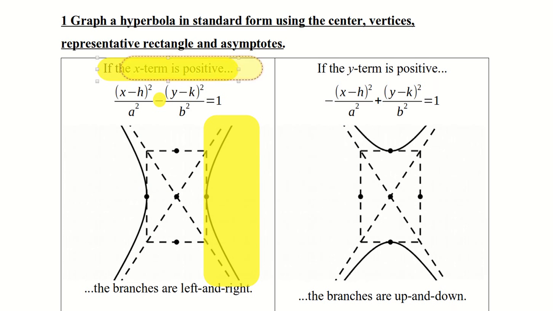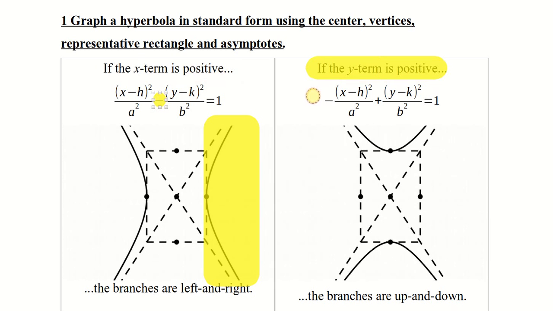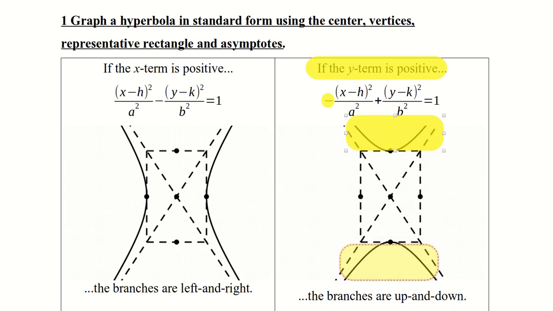Now similarly, it might be the y term that is positive, in which case we've got a negative attached to the x term. Now in that case, to find the branches that we graph, we have to go up and down. So in this case, our branches are above when we go up and below when we go down. Now this isn't as bad as it sounds at first.